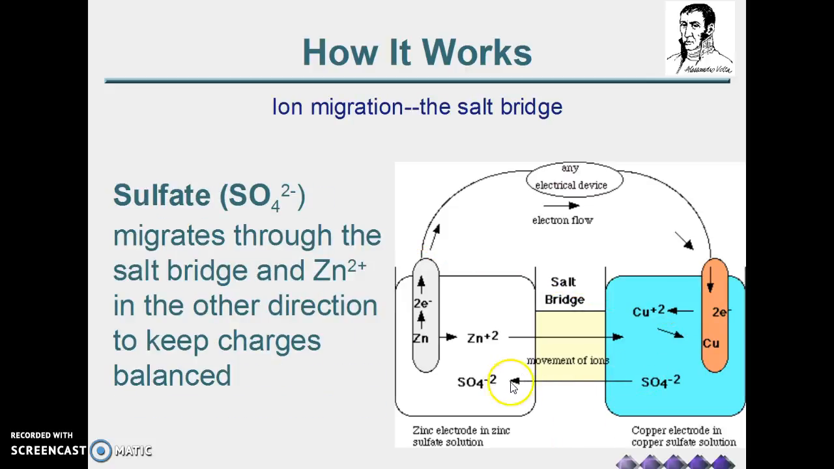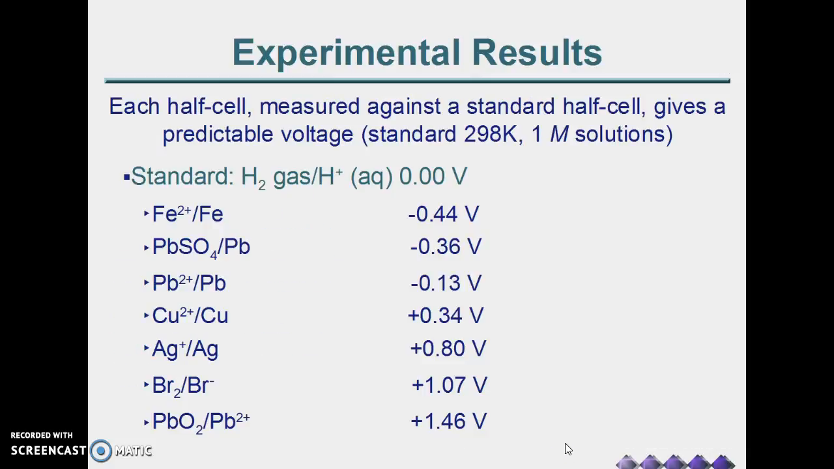The sulfate ions here in the two sides then can migrate through the salt bridge, and the zinc ions can go in the opposite direction so that the charges will be balanced. Now, we have made a number of electrochemical cells, and each half cell measured against the standard half cell, which is hydrogen gas and hydrogen ions at 1 molar solution. Each one of these actually gives a predictable voltage.